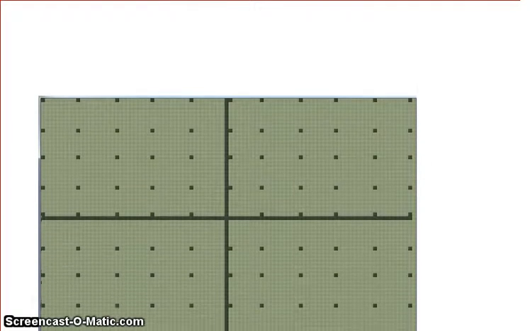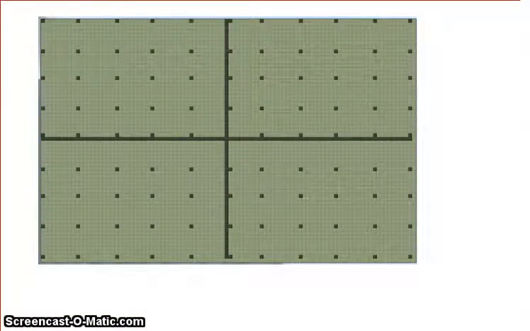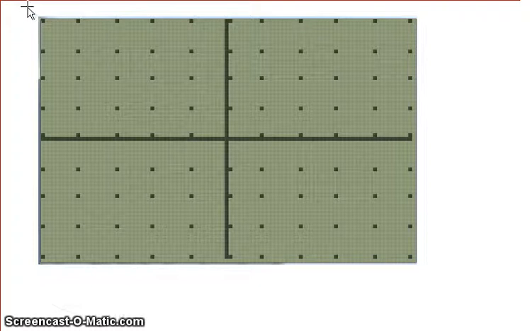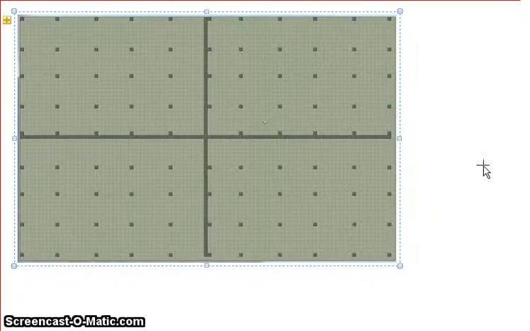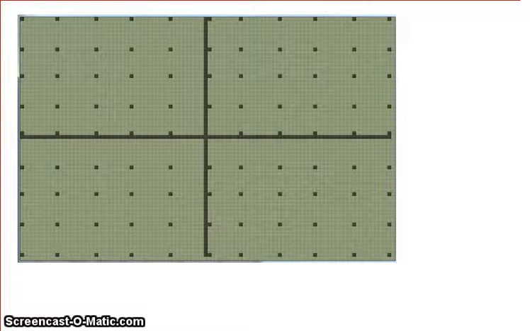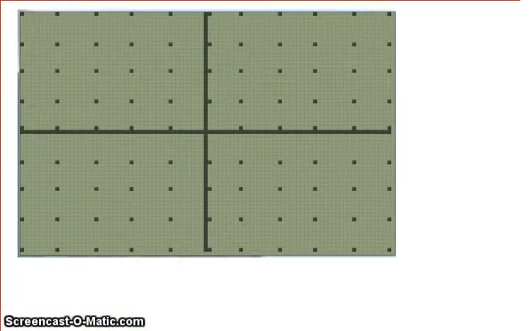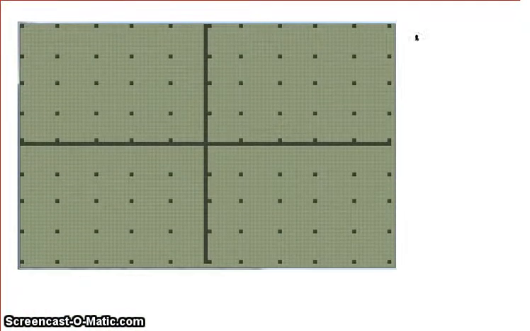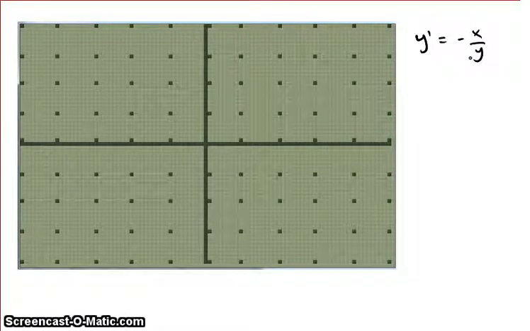So let's take a look at a blank grid here and try to map a slope field. The slope field should represent all of the solutions to the given differential equation, which I will write over here. Y prime equals negative x over y. Alright, so how do we do this?